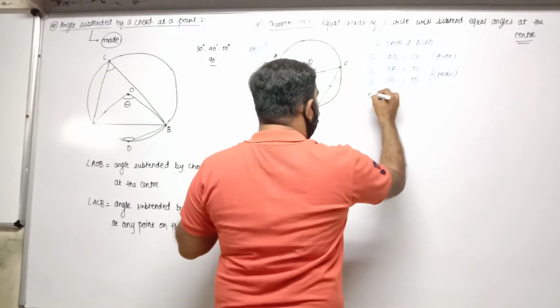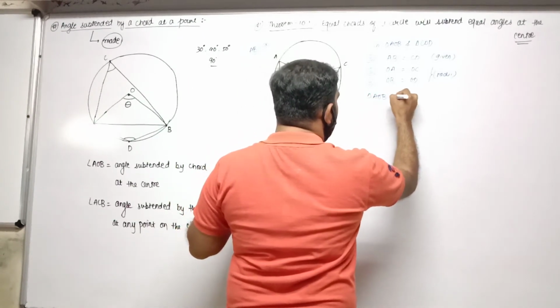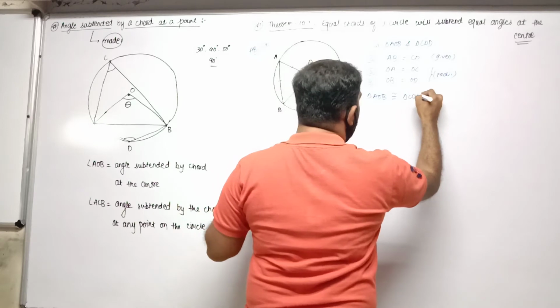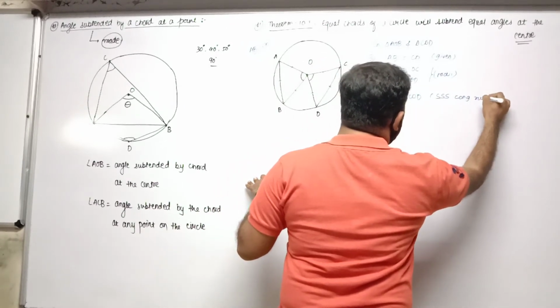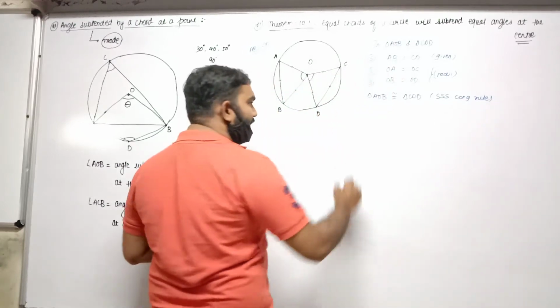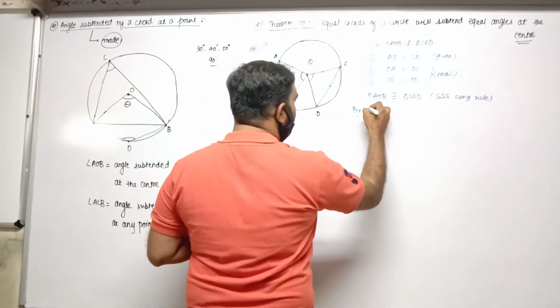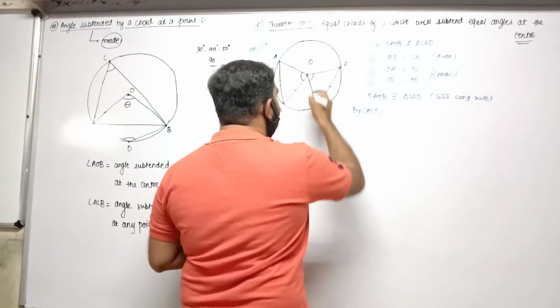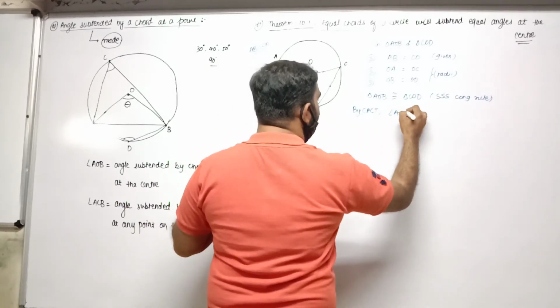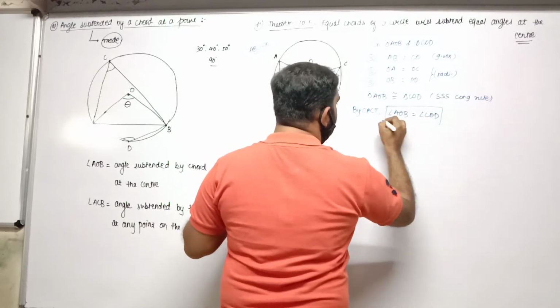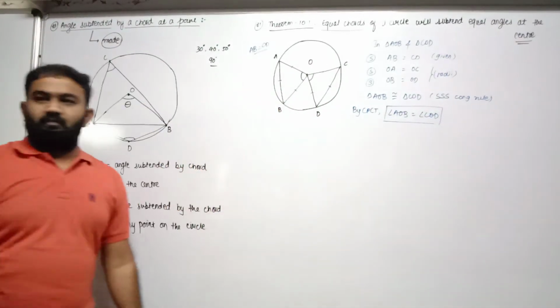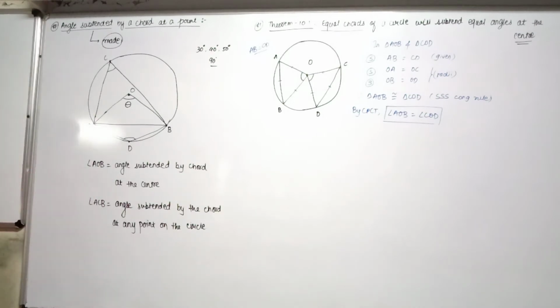Therefore, triangle AOB is congruent to triangle COD by the SSS congruence rule, and hence by CPCT we can say that angle AOB equals angle COD. So this is proved here. If the lengths of the chords are equal, then the angle subtended by them at the center will also be equal.